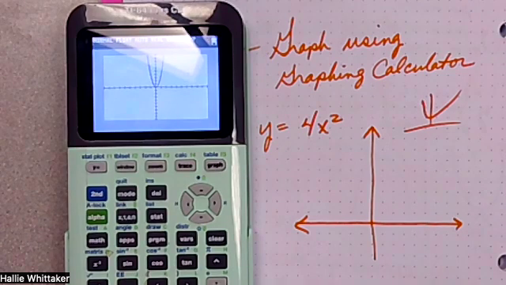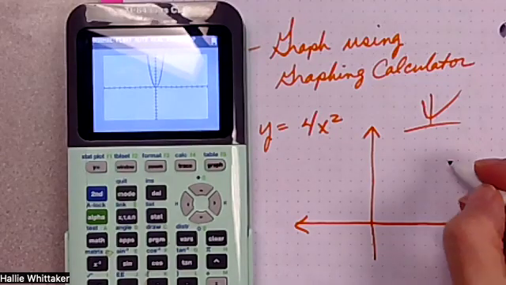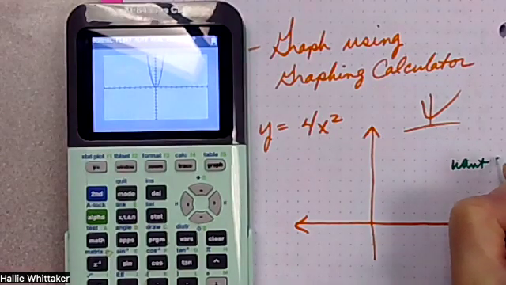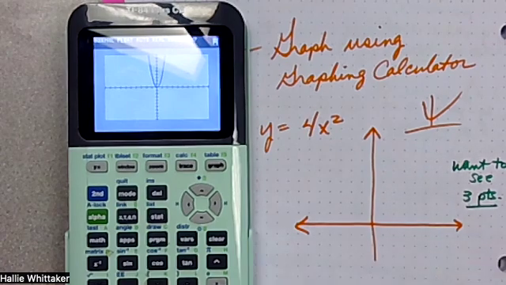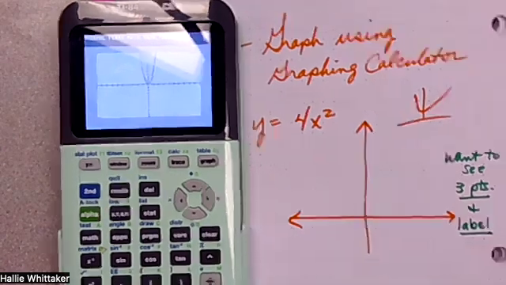But I would like you, when you do this, I want to see 3 distinct points. Okay. And label so I know you actually did it.